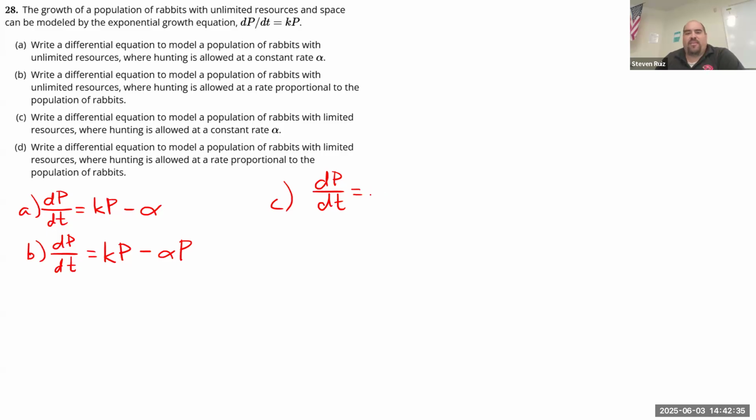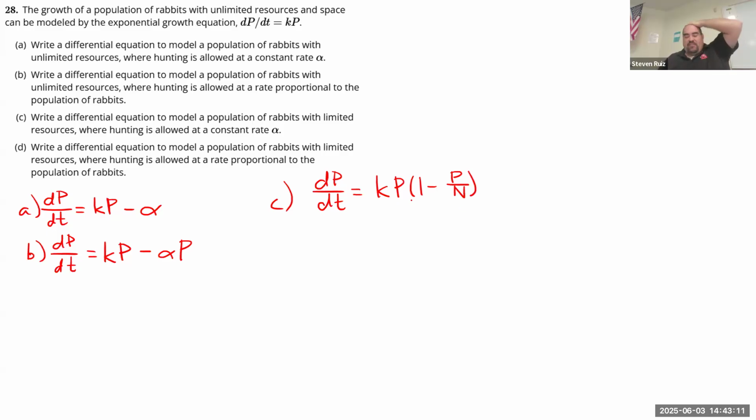So we're going away from exponential growth into the logistic growth model. So what does the rate of growth of population have to do with? It depends on what the population is. So that's the kP component, but it also depends on how close we are to the carrying capacity of our habitat. So I have this other factor.